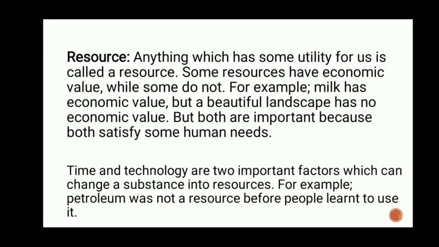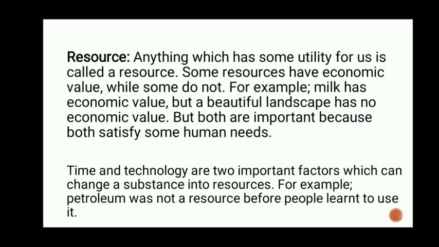What is a resource? A resource can be explained as anything which is useful to us. For example, milk, which we drink in the morning as an energy drink, is a resource for me. The table on which I keep my books and the chair which I sit on are resources for me. The cycle I use for reaching the school is a resource for me. So, a resource is one which is useful to us.